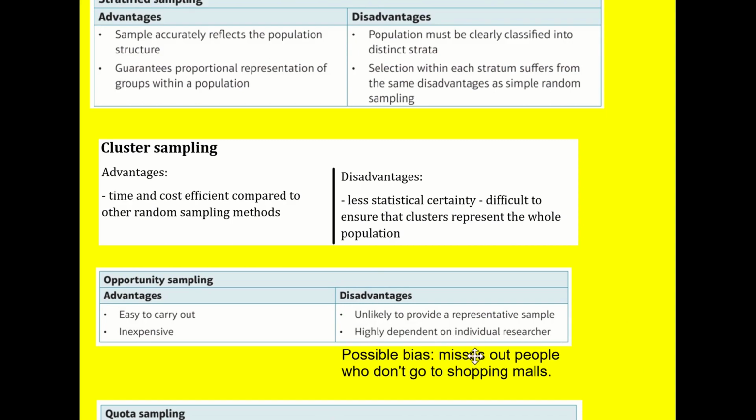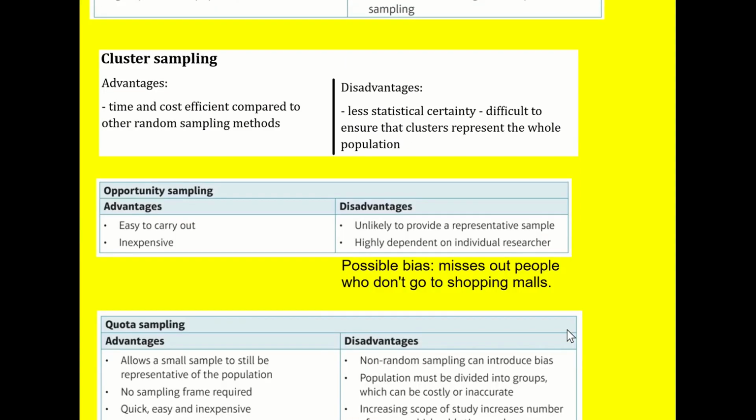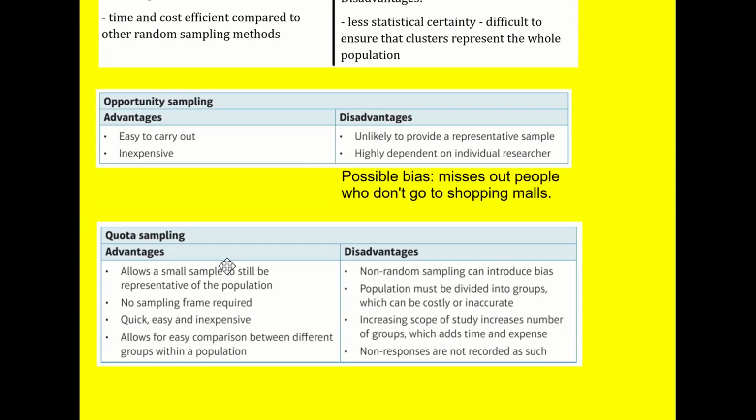And also, one extra little thing that I've added is, if you're doing it at a shopping centre, for example, then you're going to miss out on people who don't go to shopping centres. Maybe they buy stuff online these days, or something else, or someone shops for them. You're going to miss out on their opinions. Okay, the last one, quota sampling.